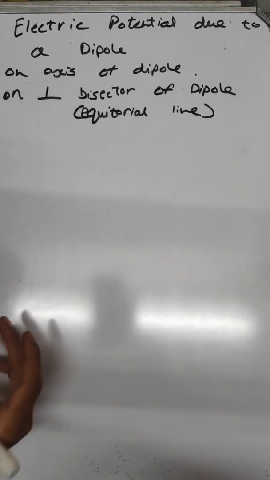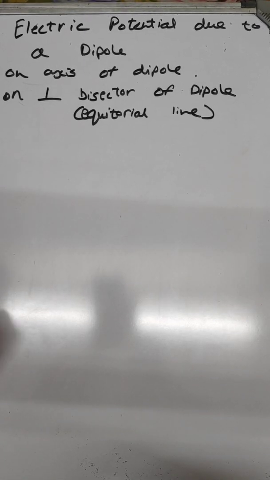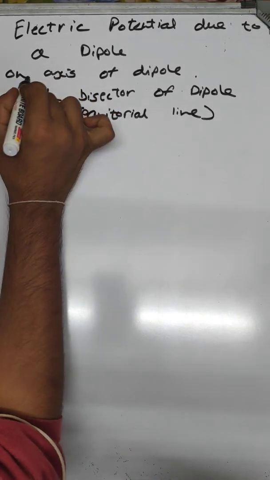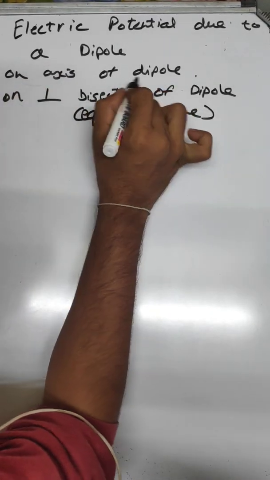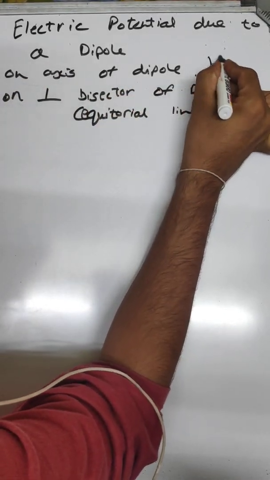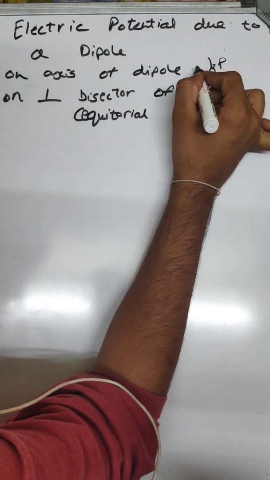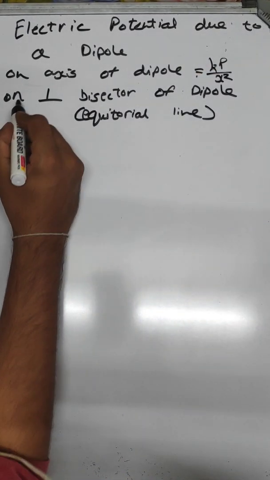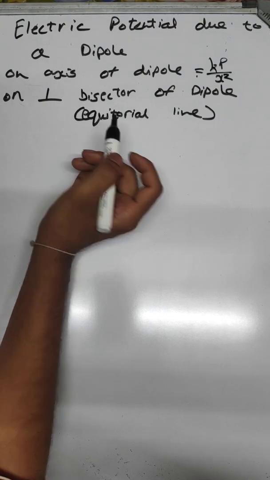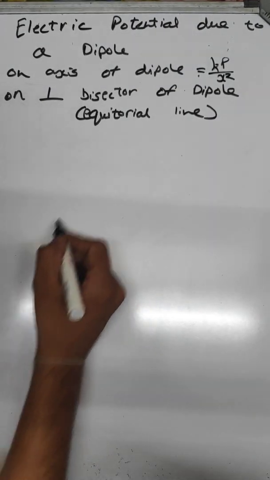Hello students, we are back with our next topic, electric potential due to a dipole. First one we have already seen on the axis of a dipole, which was Kp upon x square. Okay, this you have already known. Now what we'll do, we'll find it on the perpendicular bisector of the dipole, or you can say equatorial line.